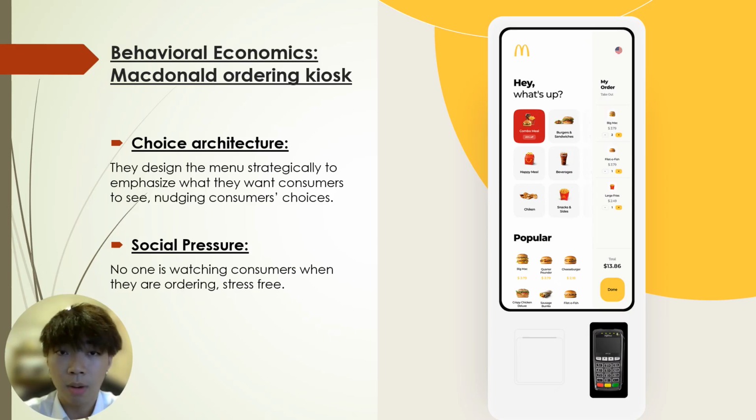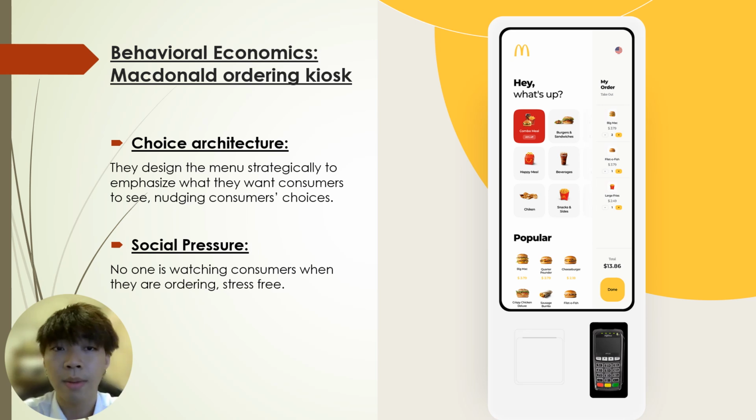Lastly, I will discuss why people tend to choose unhealthy food options, even if they know it is not good for them. Let's use McDonald's ordering kiosk as an example. McDonald's uses a method called choice architecture in behavioral economics to nudge their customers to choose unhealthy food. So as you can see in the menu of their ordering kiosk, what looks fancy and attractive is always at the top part of the kiosk, which is at eye level, because they design it this way strategically to emphasize what they want the customers to see, the unhealthy food choices.